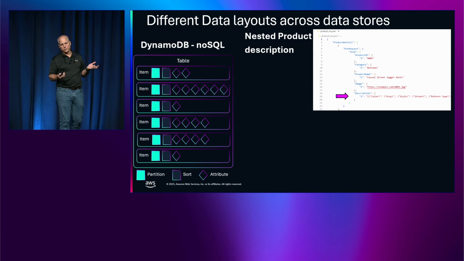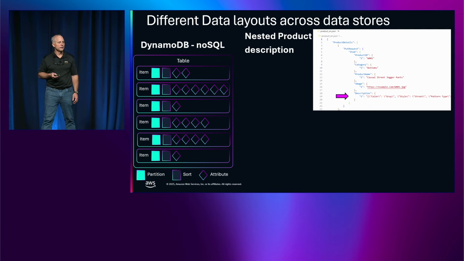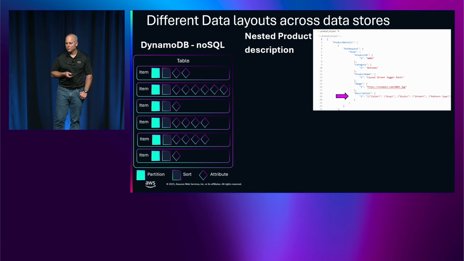So here's my product description. The product description has a product ID, it's got some different attributes on it, and then I've got this nested JSON description field that I have baked in there. Getting that over to our Redshift, our columnar database, is going to take some mapping, right?